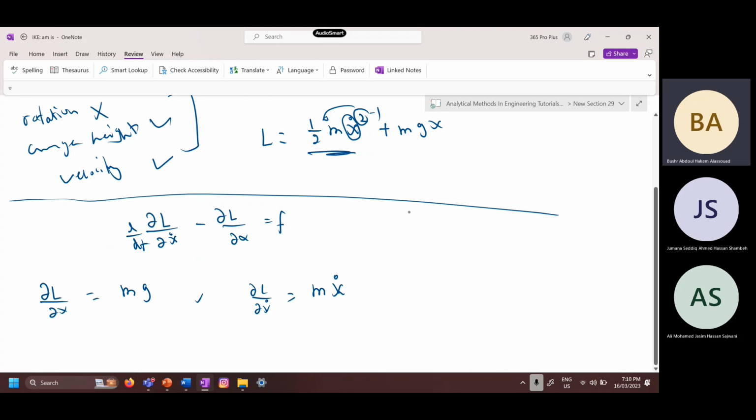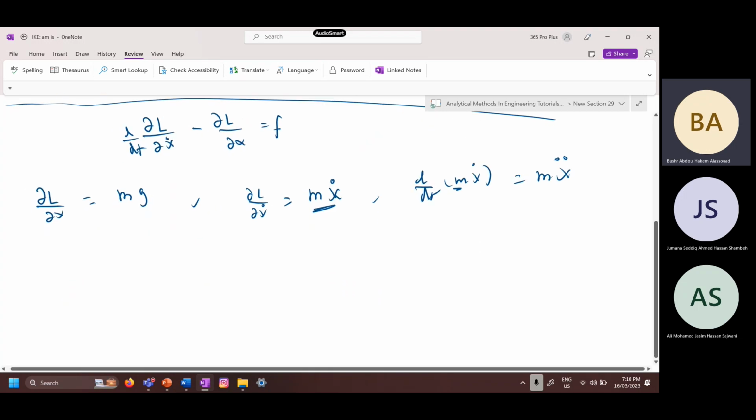Now we're using a different type of differentiation. It's not the same as the first one. So d/dt of this m x dot is going to be m x double dot. M is just a constant, so you can't do anything with it. It's just a constant, like any number, 5, 6, 700, whatever.